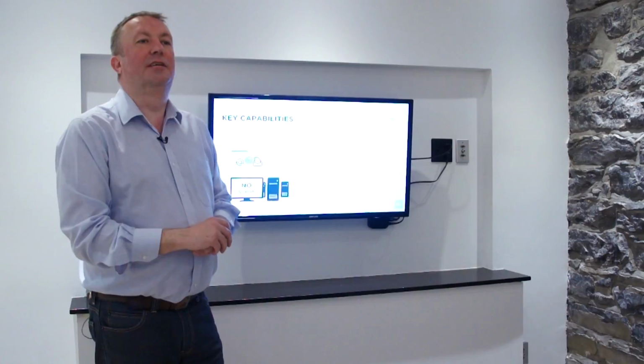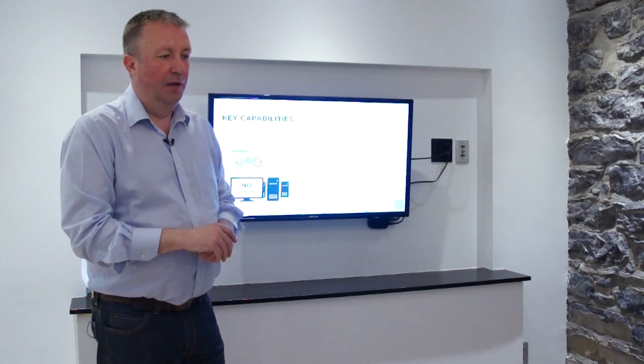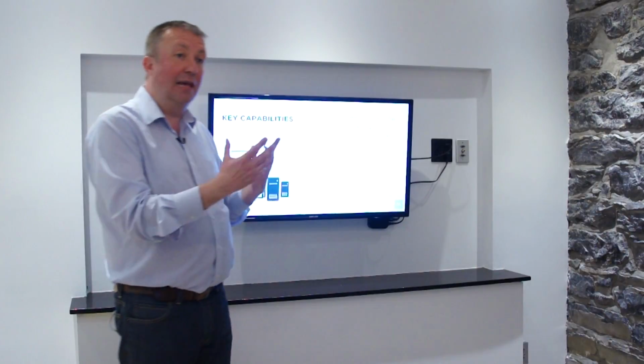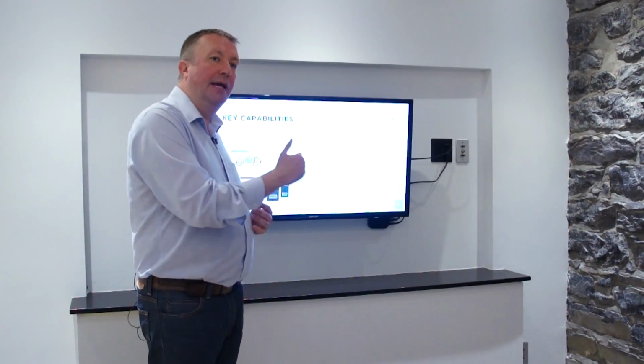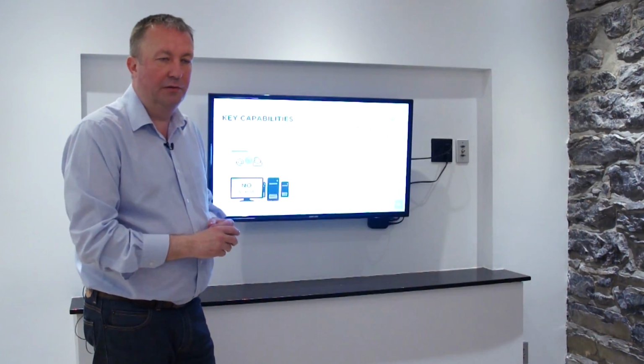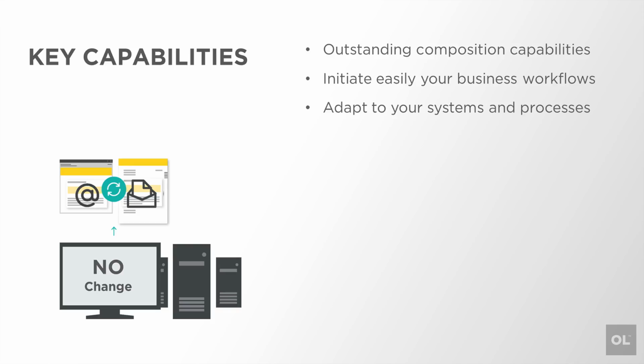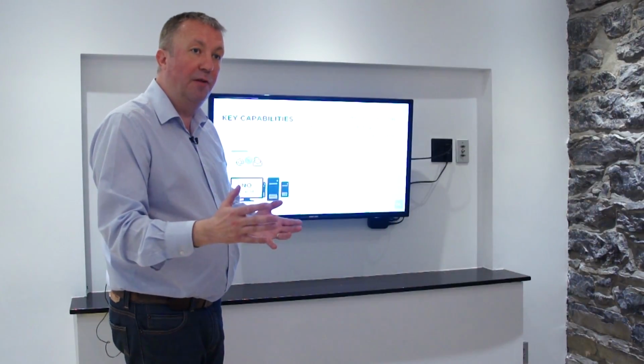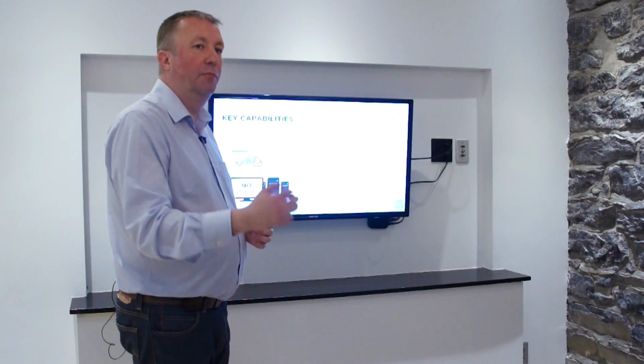So what are the key capabilities we're providing as part of this process? We're providing outstanding composition tools. These allow us to take any input from any place and make it ready to go through that workflow process. We're taking away lots of the manual handling that you're doing, and we're making sure that that mail that you previously had to manually get into an envelope is now an efficient workflow process.